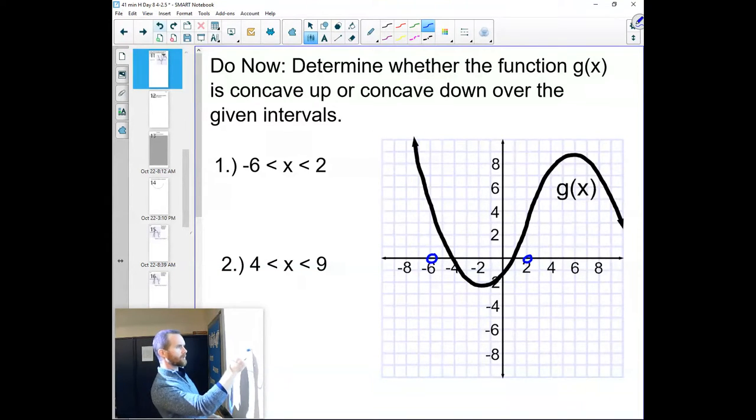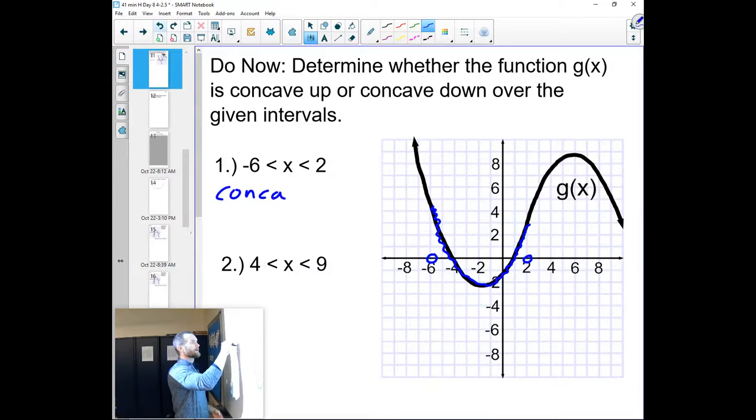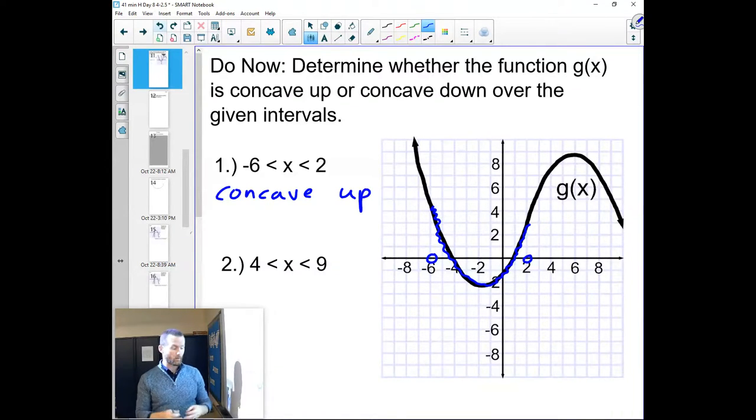So let's see, at -6 we're right here, going down, then up until it gets to x equals 2 right there. Well, if we ignore the rest of the function and just focus on the part that's highlighted in blue, that looks like it's concave up. Now that does not mean the entire function is concave up, just that one section, that one interval.